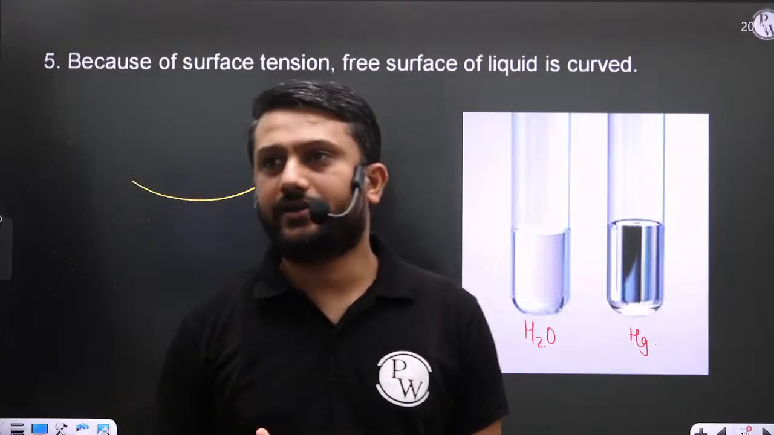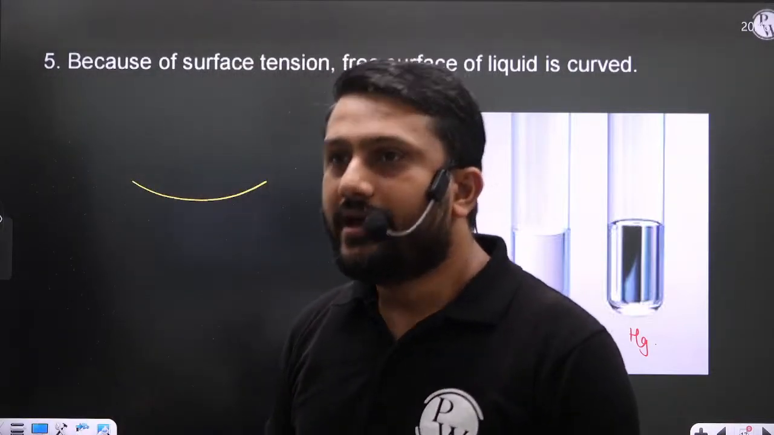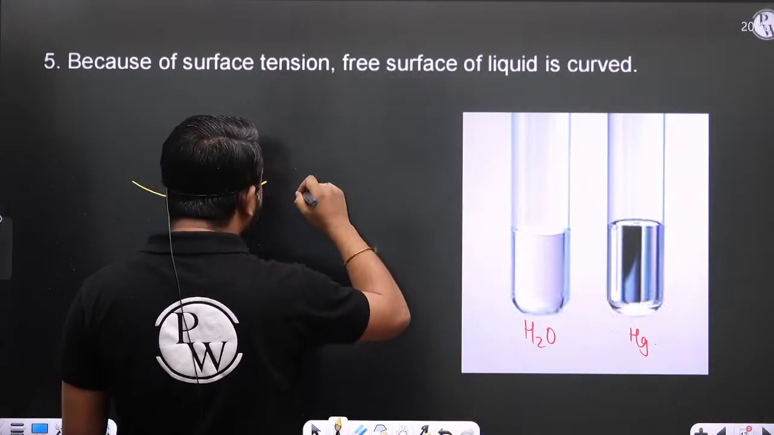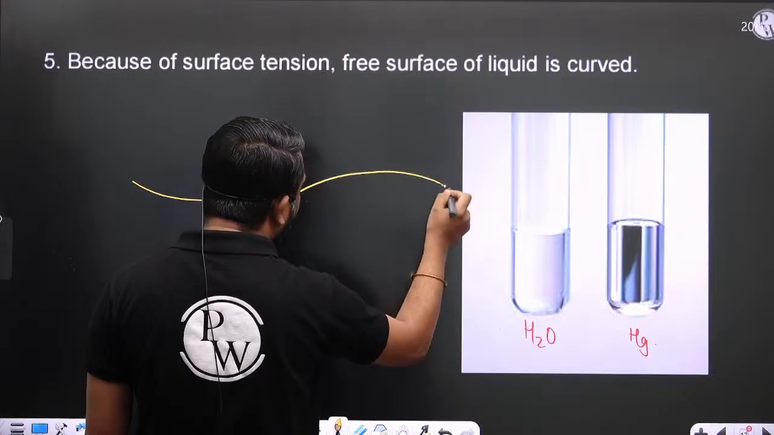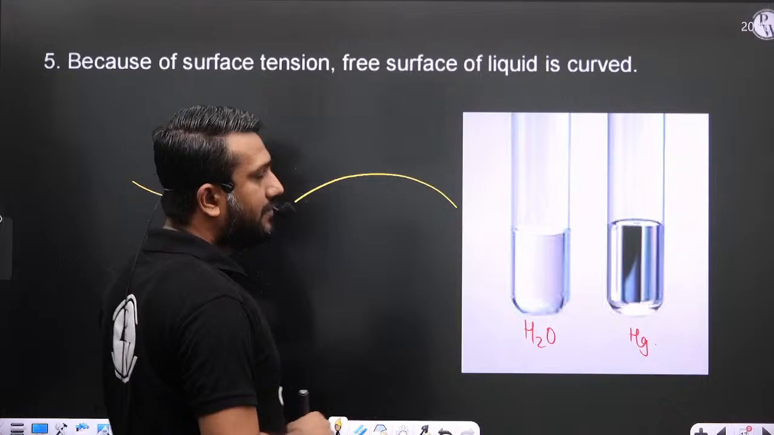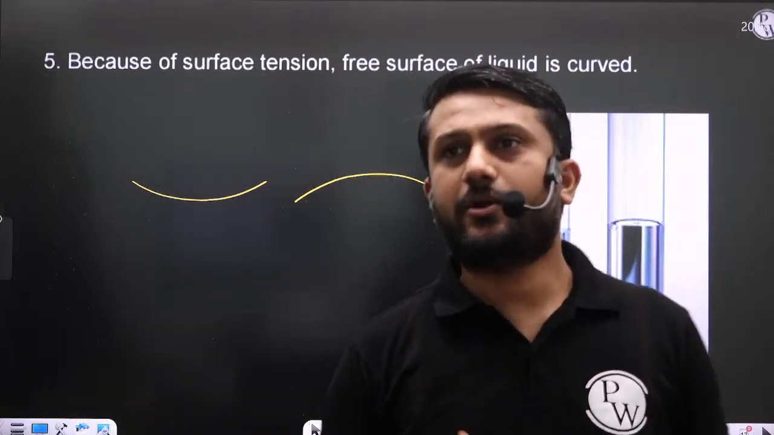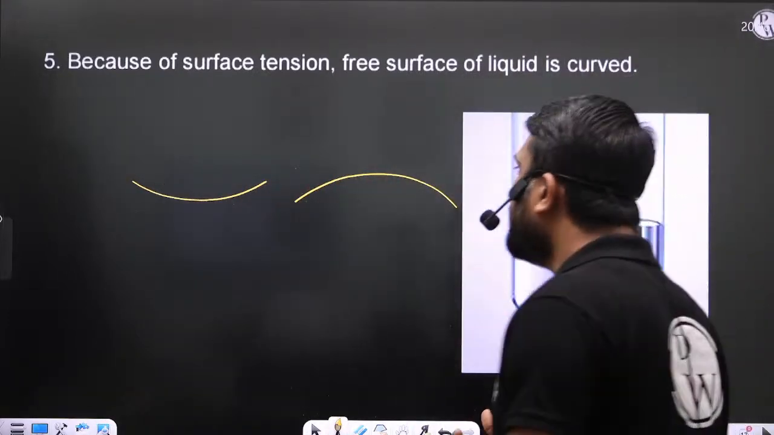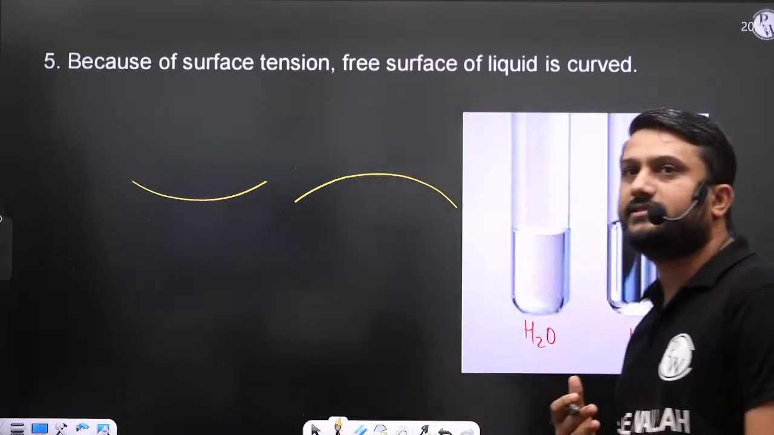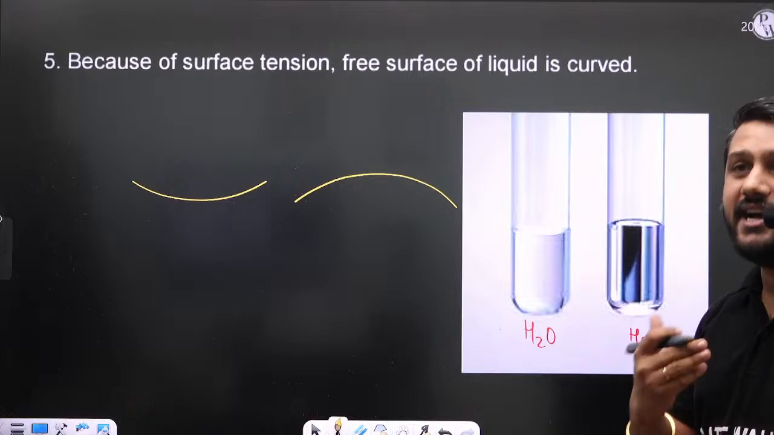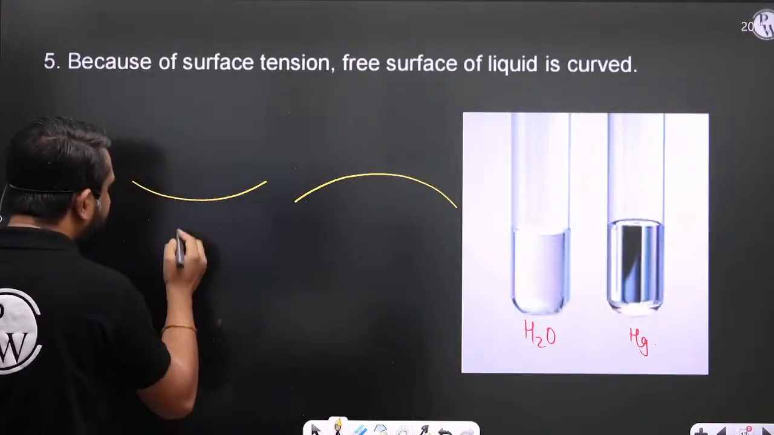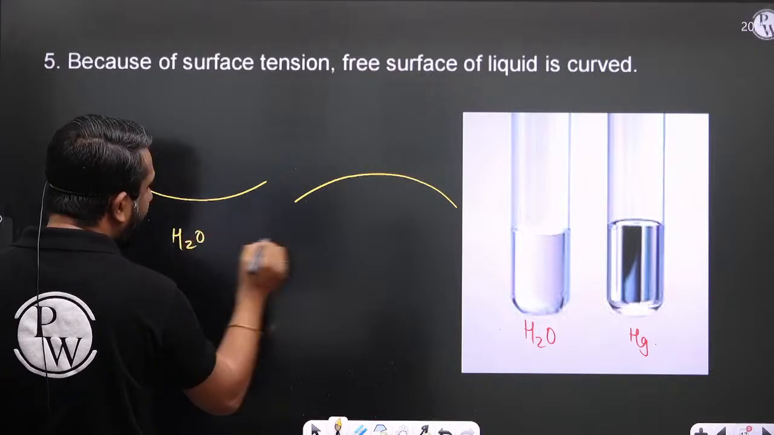Right? In case of the water, and in case of the mercury, you will get such kind of free surface. And this is nothing but because of the surface tension. So basically we can say, because of the surface tension, the free surface of the liquid is curved, either like this or this. So this is for water, and this is for mercury.